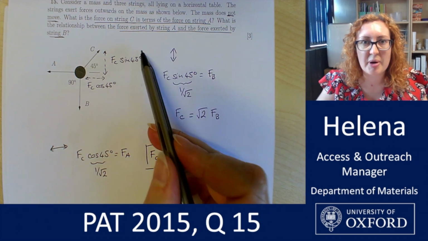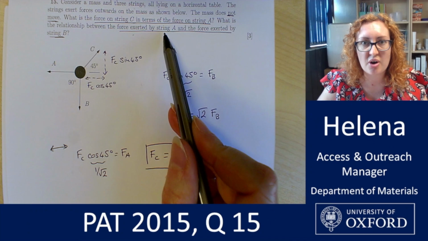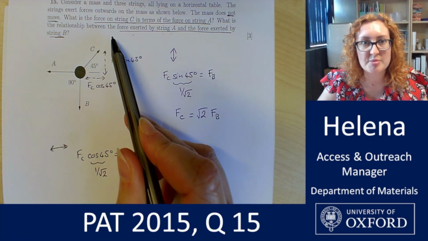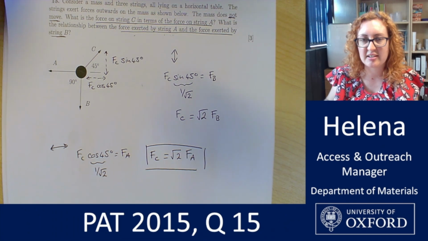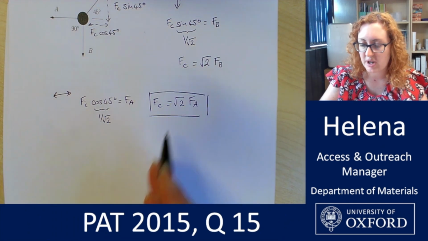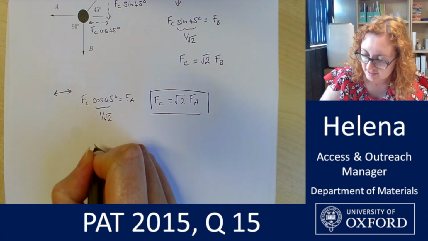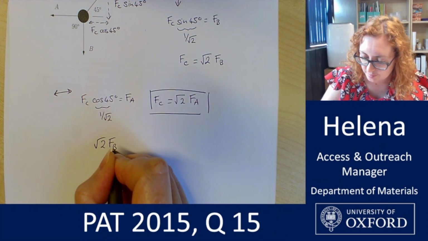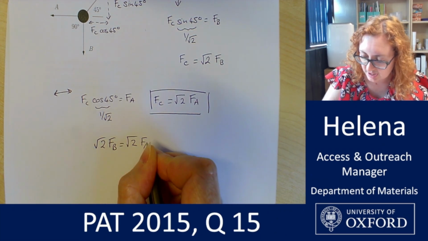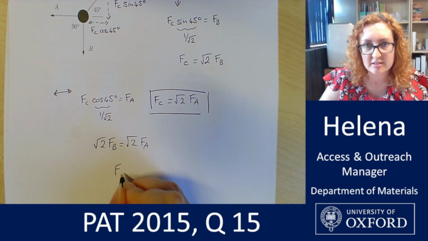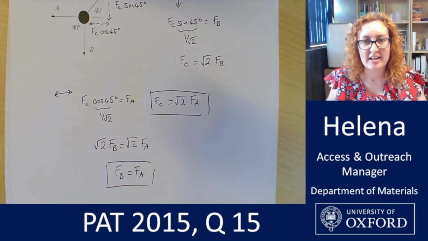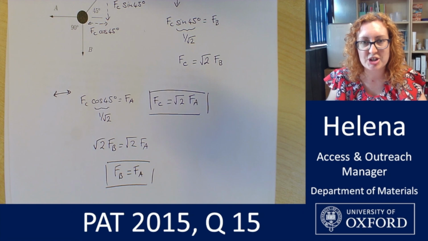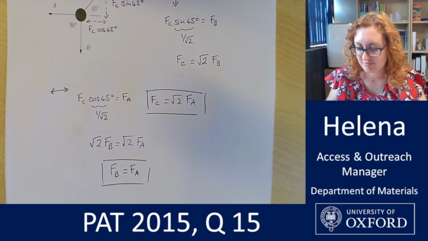The second part, we're being asked for the force exerted by string A in terms of the force exerted by string B. So we want to eliminate our Fc here. To do that, we can just equate these two expressions to find that root 2 Fb is equal to root 2 Fa, or, put very simply, the force exerted by string B is equal to the force exerted by string A. There we go. So those are our two expressions that we wanted to find in this question.